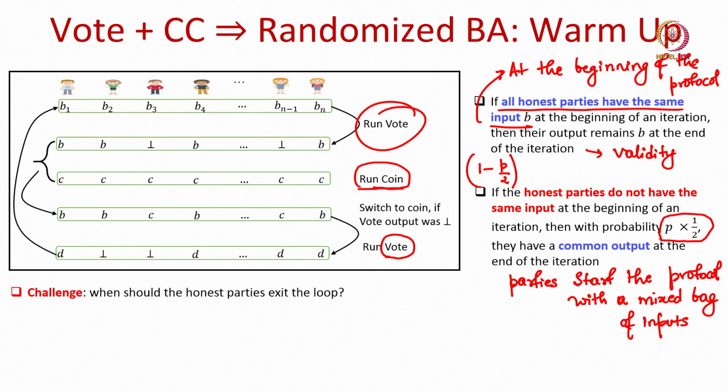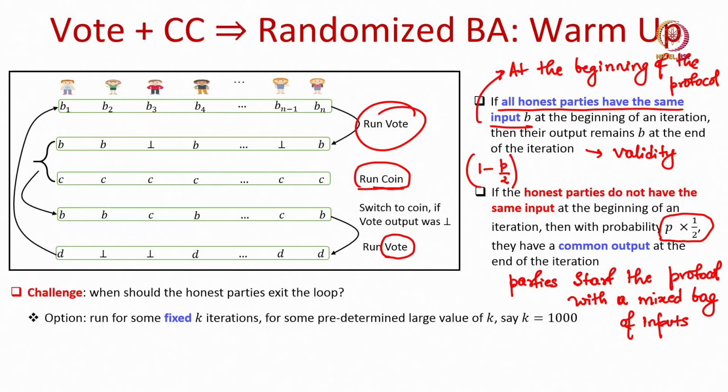Now, the big challenge is when should the honest parties exit the loop, that means how many iterations they have to run, because they do not know at which iteration the second instance of vote has ensured that all the parties have the same output, they do not know that. So, there are two options to deal with this challenge.